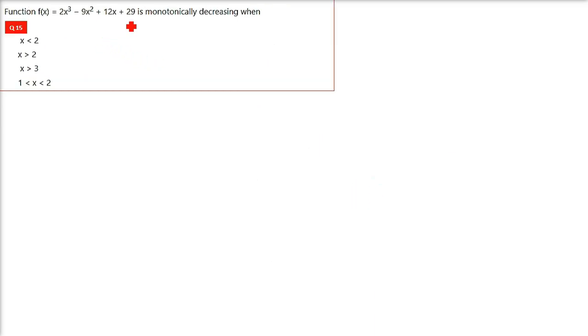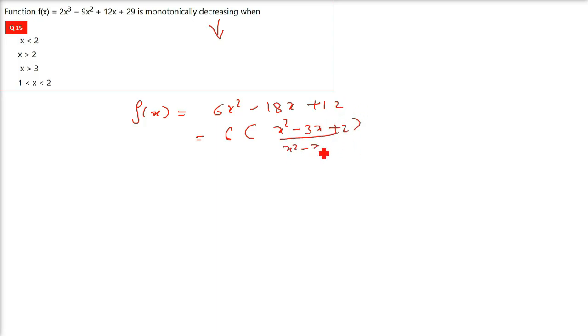2x cube minus 9x square plus 12x plus 29 is monotonically decreasing when? So when we are decreasing, what do we do? It's f(x). We'll take the differentiation. It is going to be 6x square minus 18x plus 12. Now take 6 outside. You're going to get x square minus 3x plus 2. So x square minus x minus 2x plus 2, x minus 1, and you can take minus 2 here. So you will get x minus 1 into x minus 2.